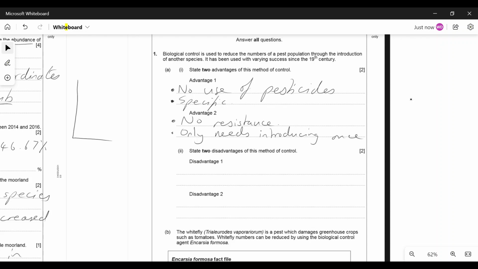Or you could say it's a long-term method, and once set up, it's low cost. You don't need to keep paying money like you do with using pesticides. So, two disadvantages.